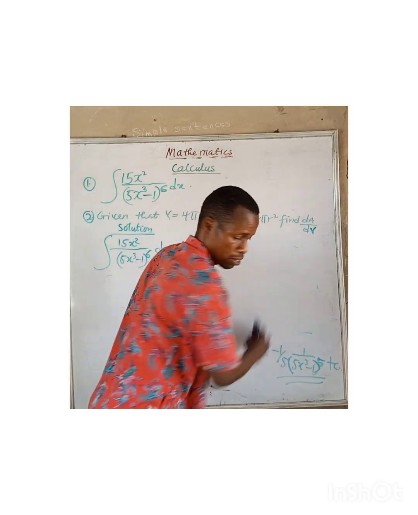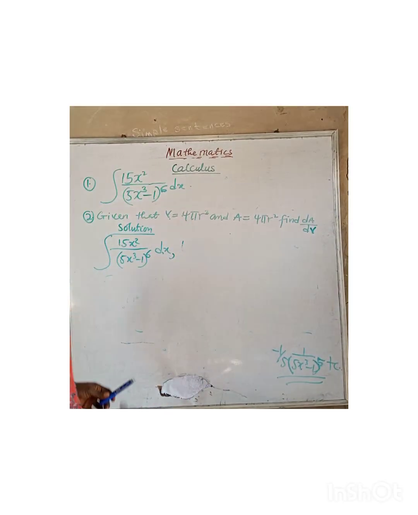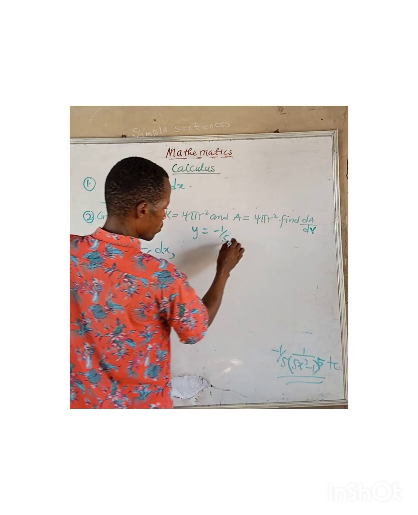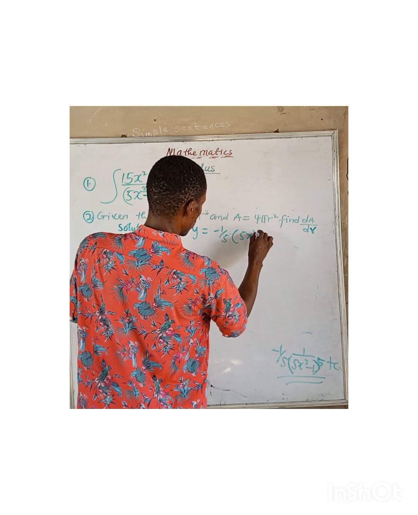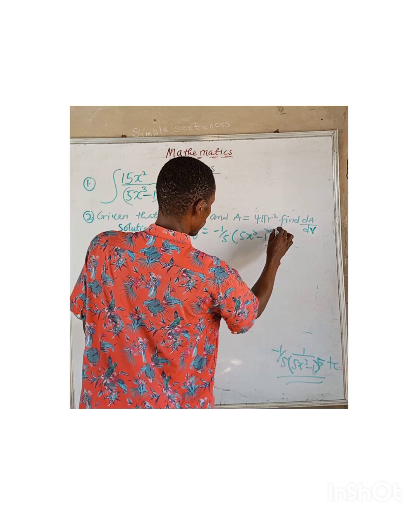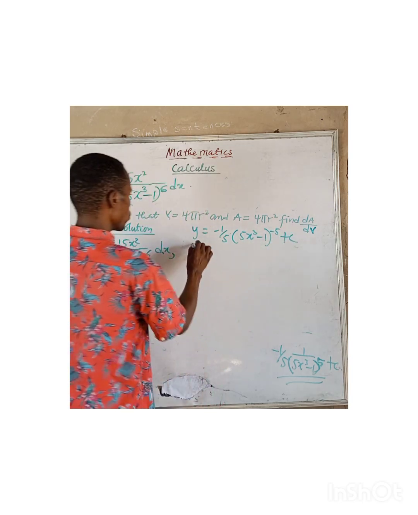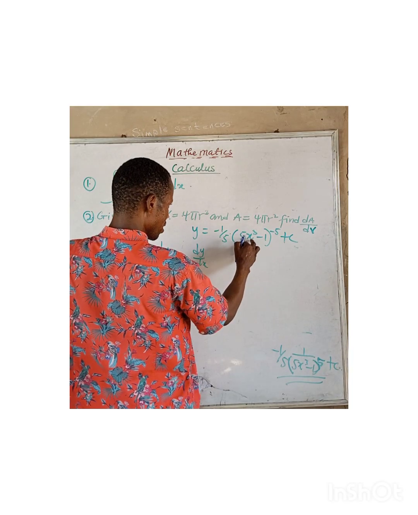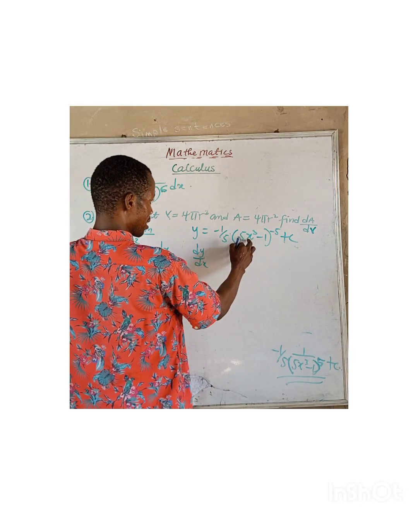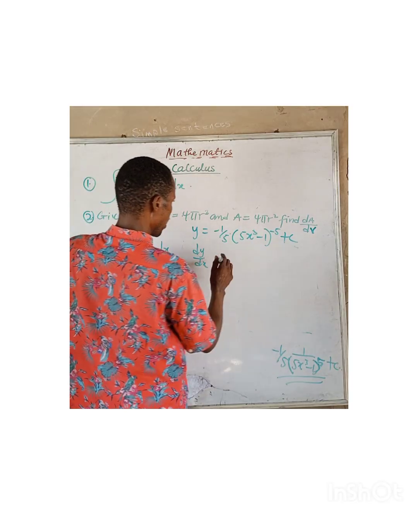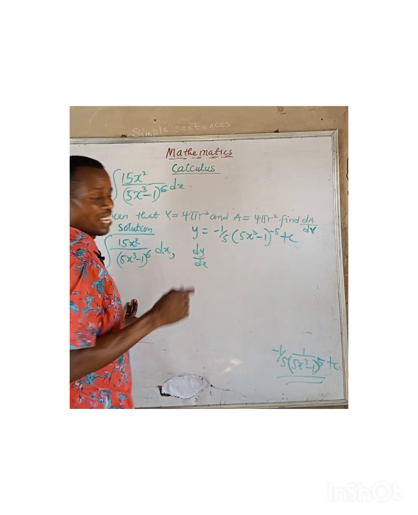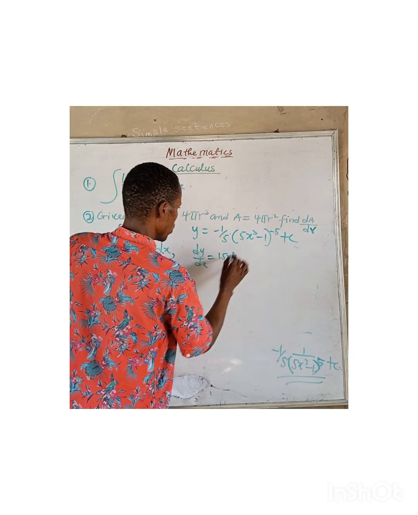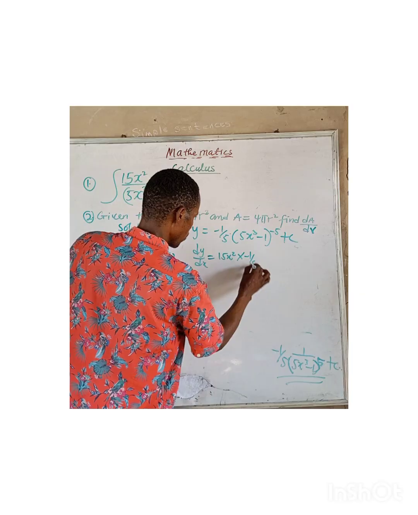Now, for us to know that differentiation is the opposite of integration, let's differentiate this one back. Let's say our y is minus 1 over 5 into (5x cubed minus 1) raised to power minus 5 plus c. So how do we get our dy/dx? You differentiate the one that is inside. 5x cubed gives us 15x squared. So 15x squared, you now multiply that by minus 1 over 5.